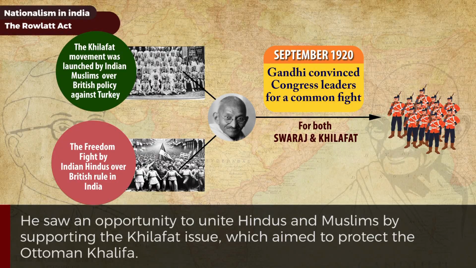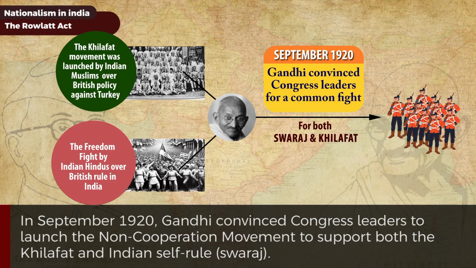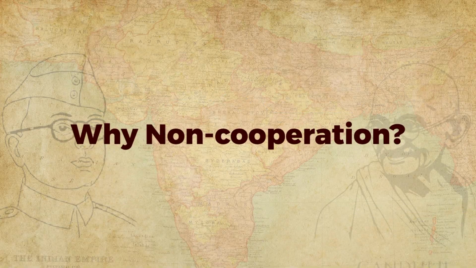He saw an opportunity to unite Hindus and Muslims by supporting the Khilafat issue, which aimed to protect the Ottoman Caliphate. In September 1920, Gandhi convinced Congress leaders to launch the non-cooperation movement to support both the Khilafat and Indian self-rule, that is, Swaraj.